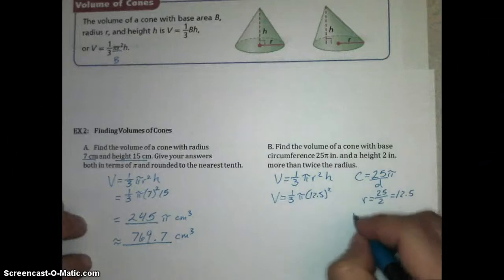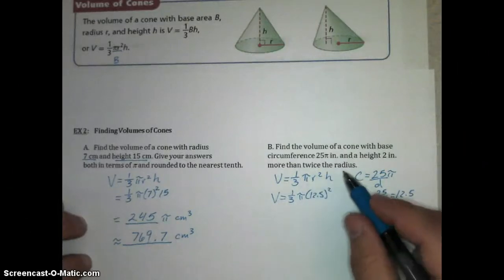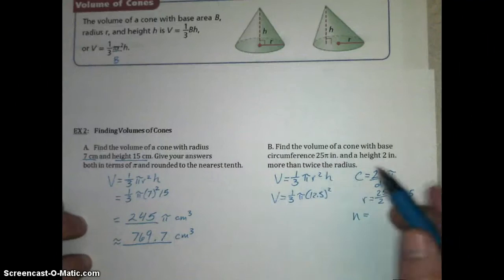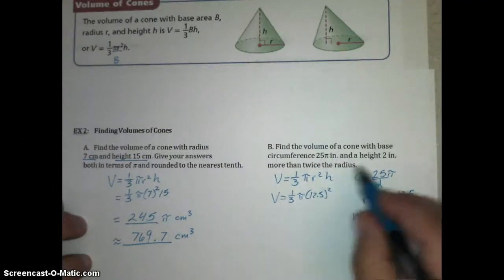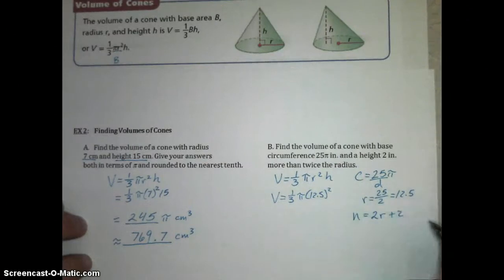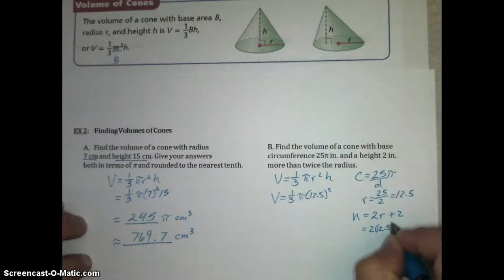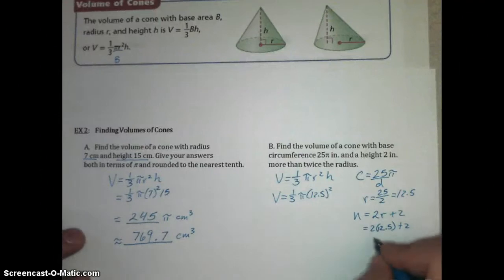But then the height, it says, is 2 inches more than twice the radius. So we're going to take our radius and double it, 2 times the radius, and add 2 inches. 2 inches more than means we add 2 to that. So I'm going to take that 12.5 and double it and add 2. When we do that, we get that our height should be 27 inches.